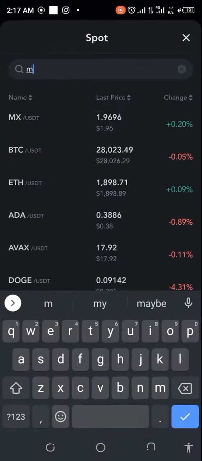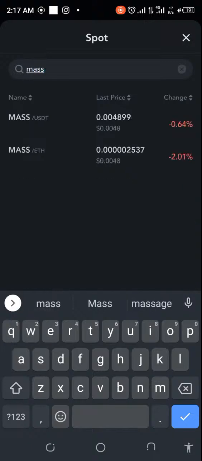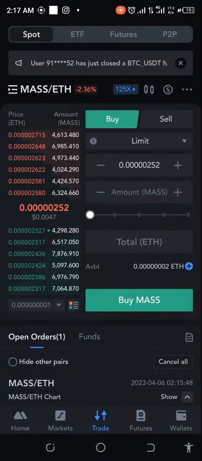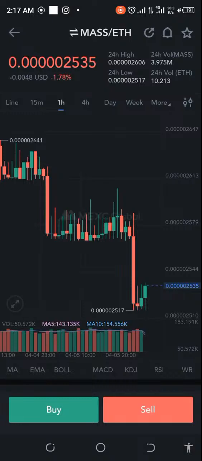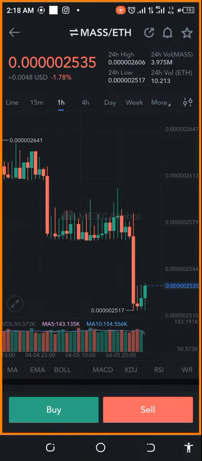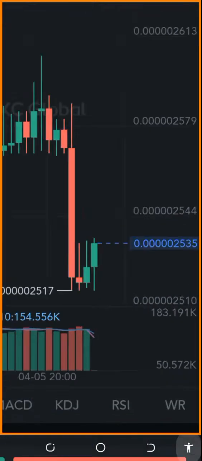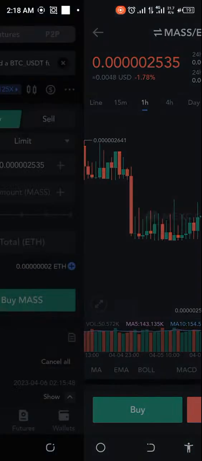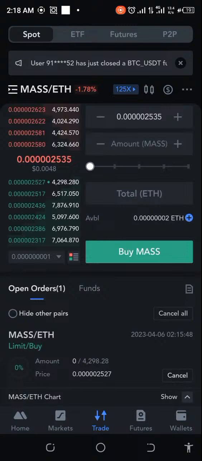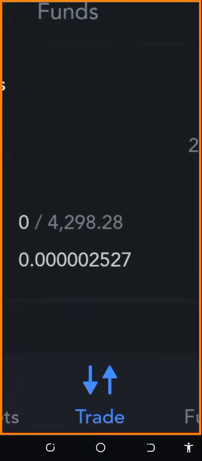Let's just check that again and see what's happening there. So we will check the chart and see what it is looking like. Let's look at the chart. It's actually pumping. That means that we really need to go back a little downwards because it's 2535 now. What did we say? Has this gone? No, it hasn't. What we wanted to buy, we bought it at 2527.